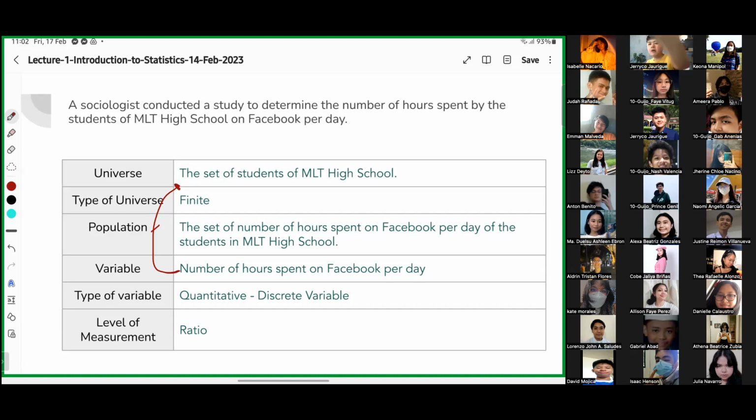Okay? Pero kapag ang definition natin ay, kunyari, kinuha natin yung number of hours, hours spent on Facebook, including the decimal point, and it can assume any value on an interval, then it becomes continuous. Alright? Okay ba yun? Questions?